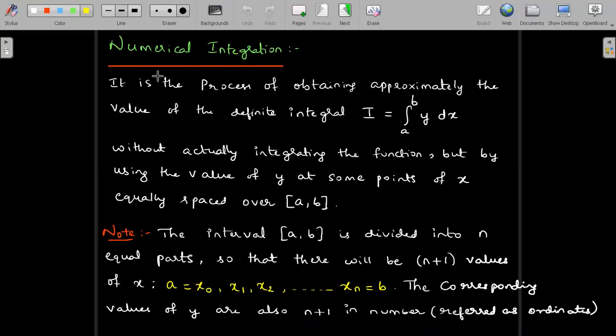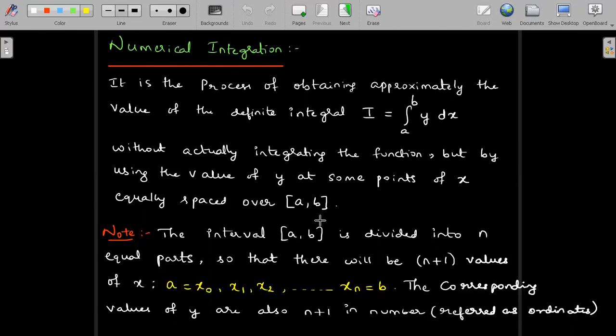Numerical integration is the process of obtaining approximately the value of the definite integral, which is given by integral a to b y dx or f of x dx, without actually integrating the function, but by using the value of y at some points of x equally spaced over a comma b. We are going to obtain the definite integral value, but we are not going to apply the actual integration. We use the value of y at some points of x which are equally spaced over a comma b.